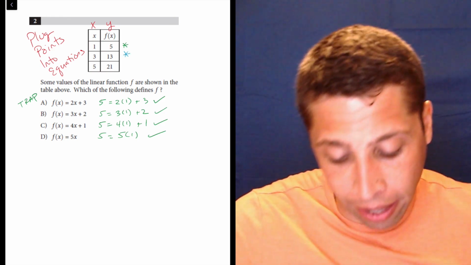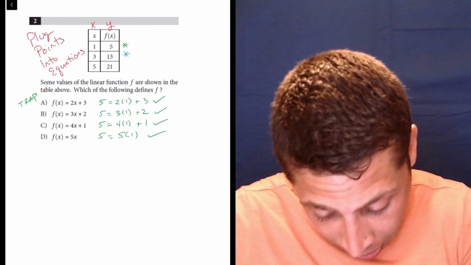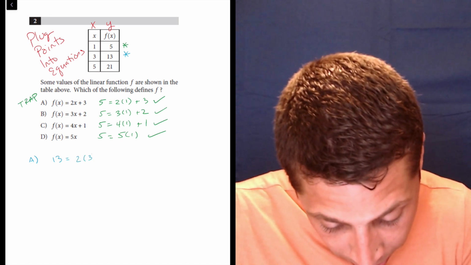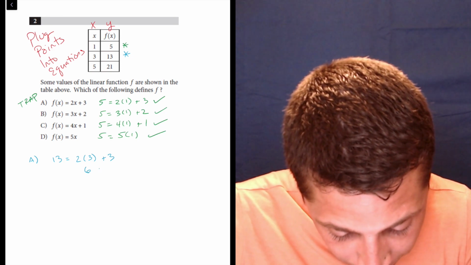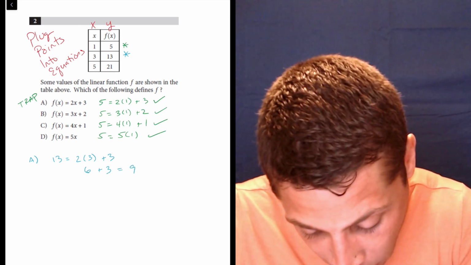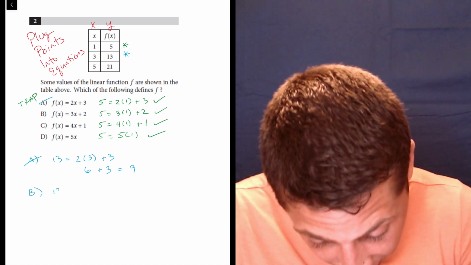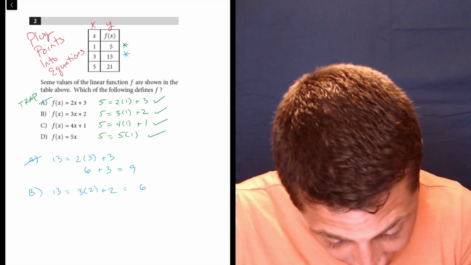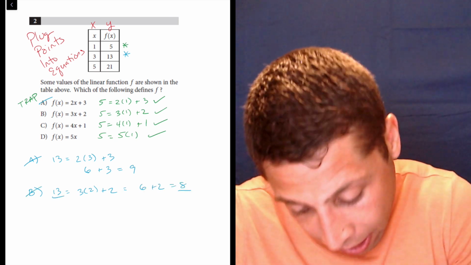Now we just do the second, right? And it's still not so bad. We have a calculator if we need it, but we shouldn't. But let's take a look. 13 is equal to 2 times 3 plus 3. So 2 times 3 is 6 plus 3 is 9. So no, that does not work. B, 13 is equal to 3 times 2 plus 2. Well, that's 6 plus 2, which is 8. So 8 is not 13. So that's wrong as well.